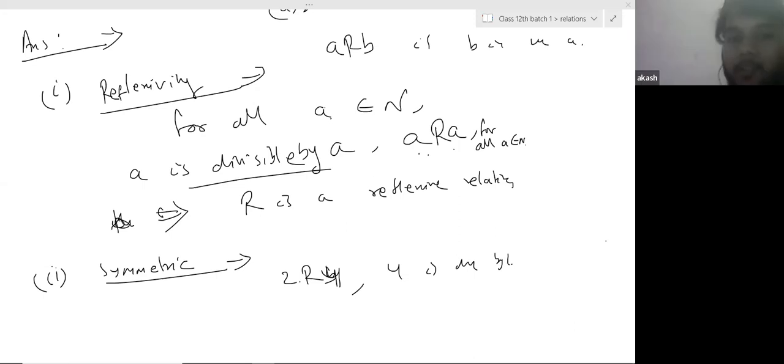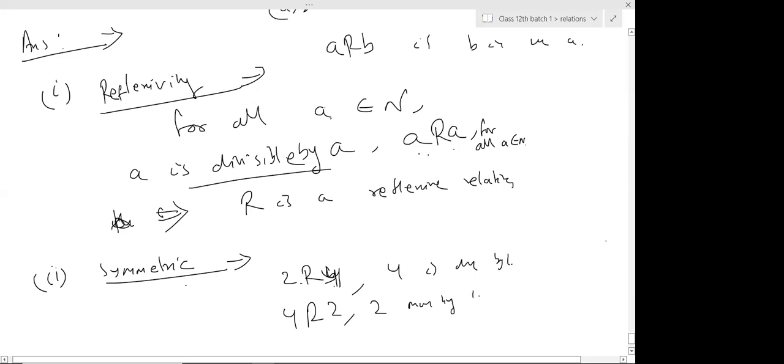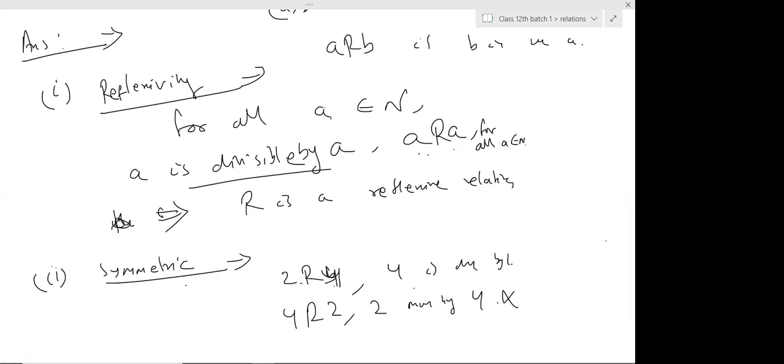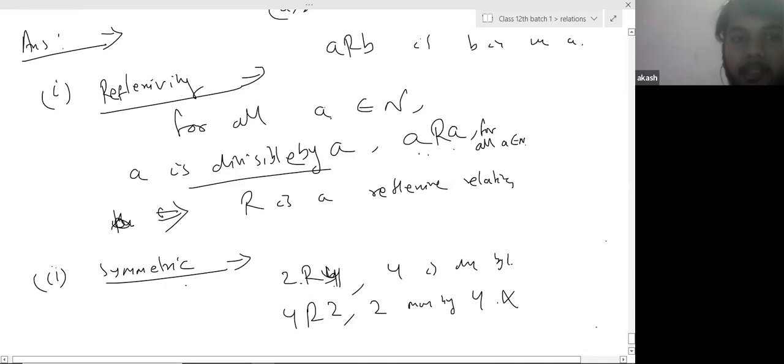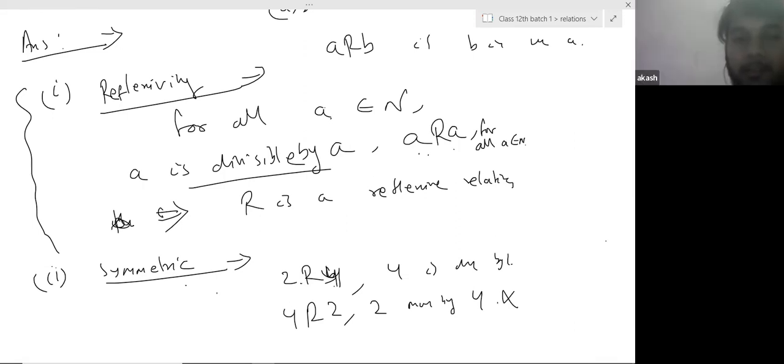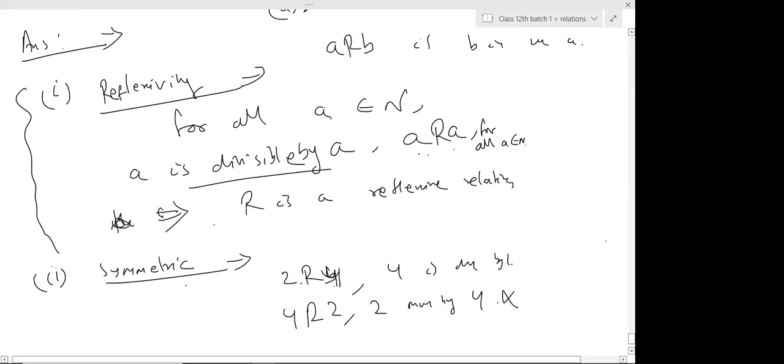So if 2 is related to 4 and the relation is symmetric, then 4 must be related to 2 also. That means 2 must be divisible by 4, but that is not true. Is this clear, everyone? All right, let's do one thing. Write it down first. This step I'll need space. Then I'll explain how to write about symmetry. Kulsum, this is clear till now?